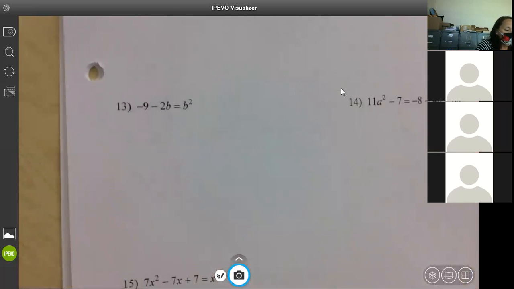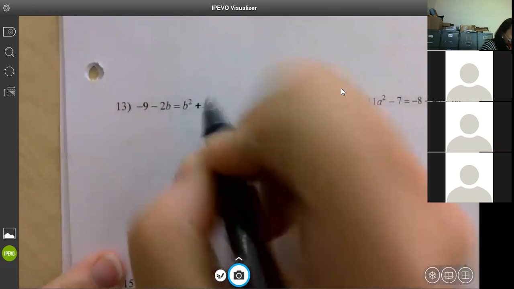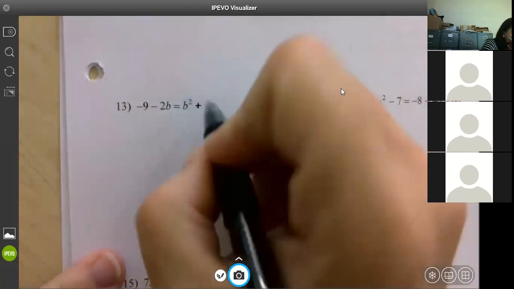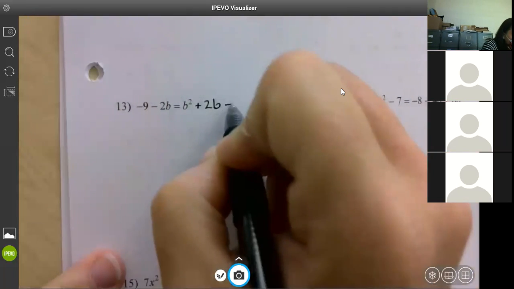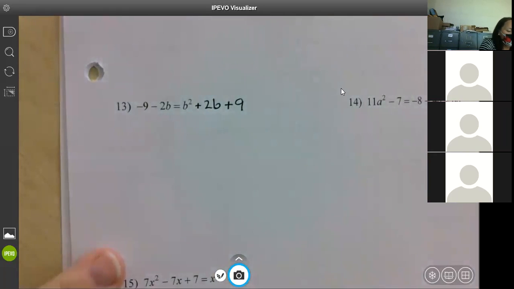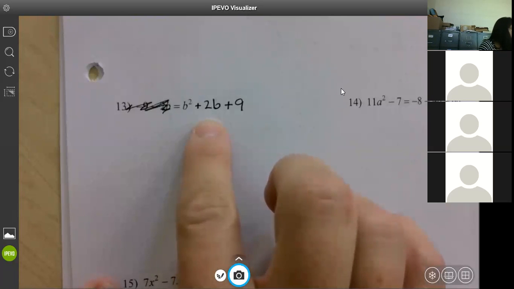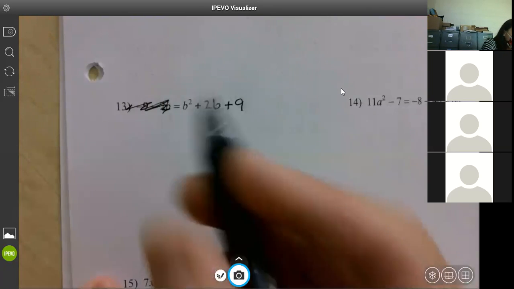All right, what do I need to move on this? The B's. On 13, what do I need to move? The 9 and the 2B, right? So 2B goes in front. The 9 goes on the end, and their sign changes, and then I don't have this part anymore. Do I have factors of 9 that will add to 2? No. When I don't have factors, I have to do quadratic formula. And you know it's going to have an ugly square root, okay?